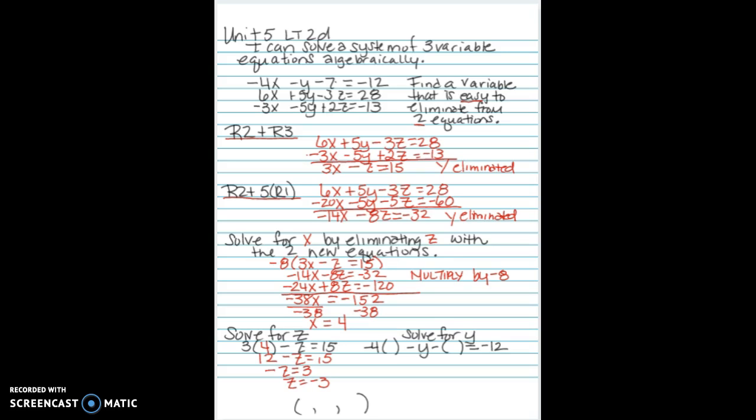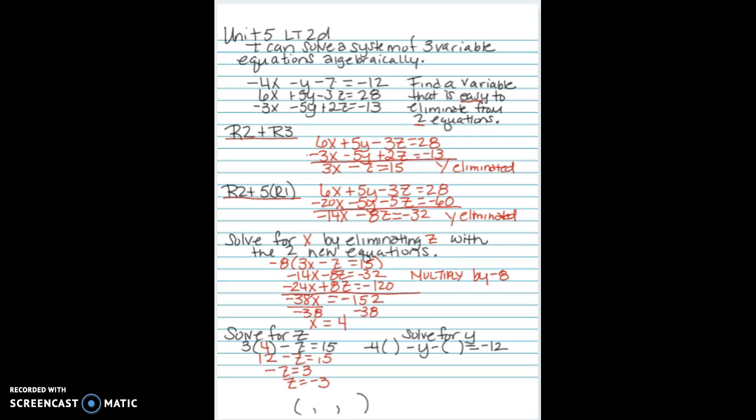So I now have both x and z. I need to find y. So I'm going to solve for y. To solve for y, I need to use one of the original 3 equations. It does not matter which one of the 3 I use.